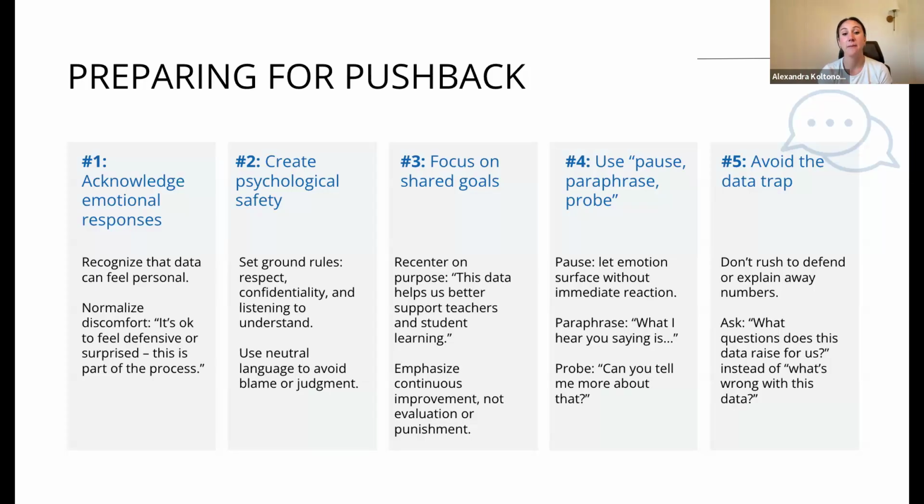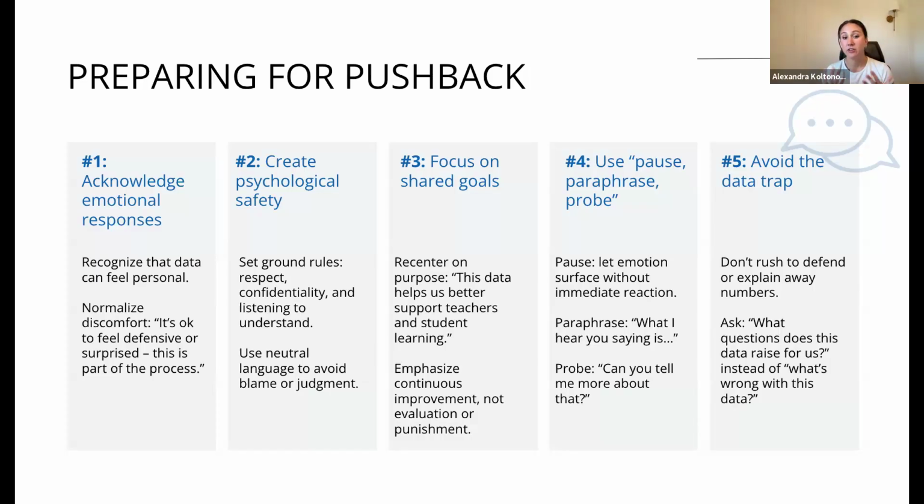Third, always take it back to that shared goal of improving how teachers are supported so that they can best support student learning. I think a lot of times in data conversations, we can go down rabbit holes and get thrown into, well, this is happening at this campus, this is happening at this campus. Maybe that's the case, but as a district level, our whole goal is to support teachers so they can support student learning. Also emphasize this is not evaluative or punitive. It's a whole process of continuous improvement.